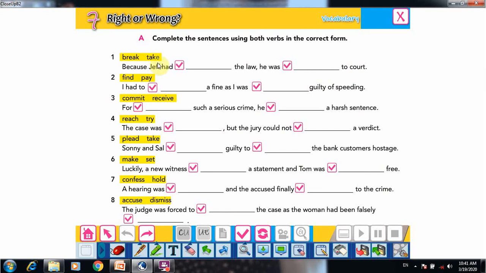So try to think which one of them had broken the law. He was taken to court. Number 2, I had to pay a fine as I was found guilty of speeding. So I had to pay a fine as I was found guilty of speeding. For such a serious crime, he received a harsh sentence. So, for committing such a serious crime, he received a harsh sentence.